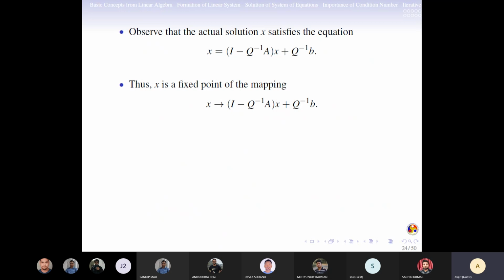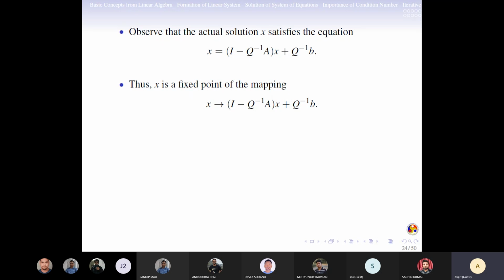We write that equation in the form x equal to phi x. There are several choices for phi, and we have to find the suitable phi in such a way that the modulus of phi prime should be less than 1. This is the criteria for the fixed point iteration.